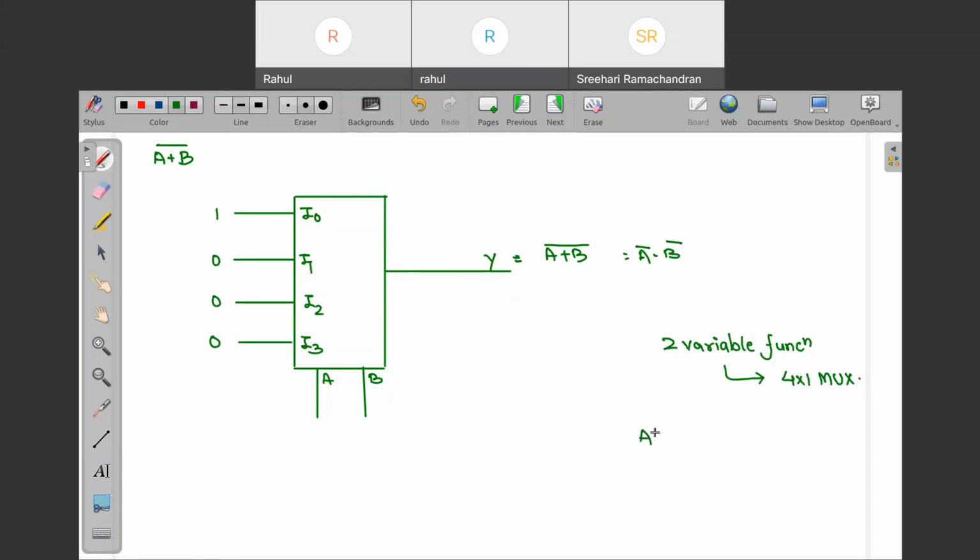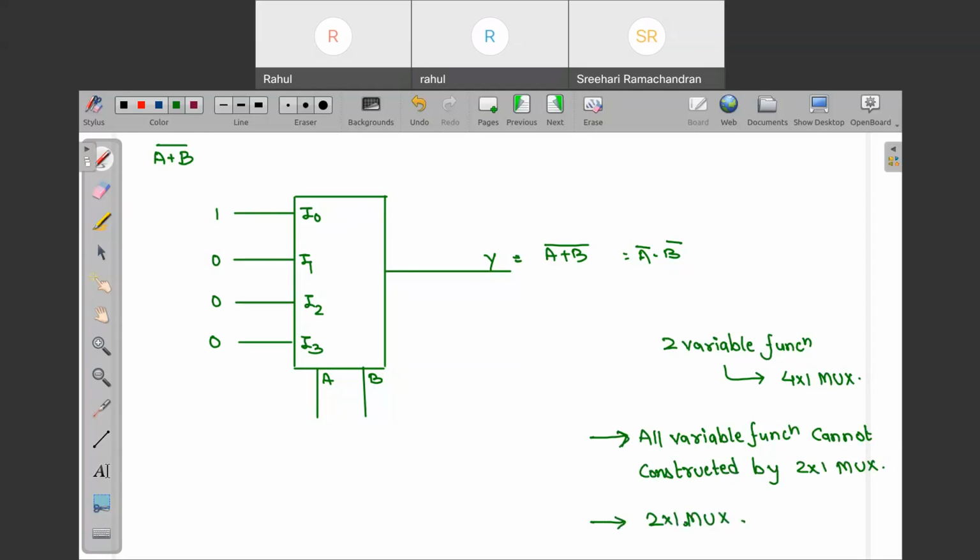But all the two variables cannot be constructed by a single 2 cross 1 mux. A single 2 cross 1 mux cannot do. But if I take a 2 cross 1 mux and inverter, I can construct all two variable functions. So this is very important.